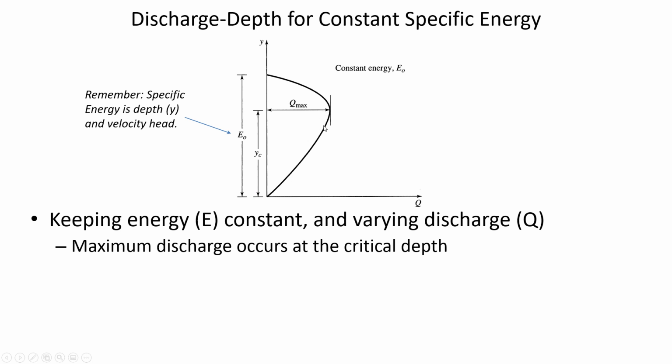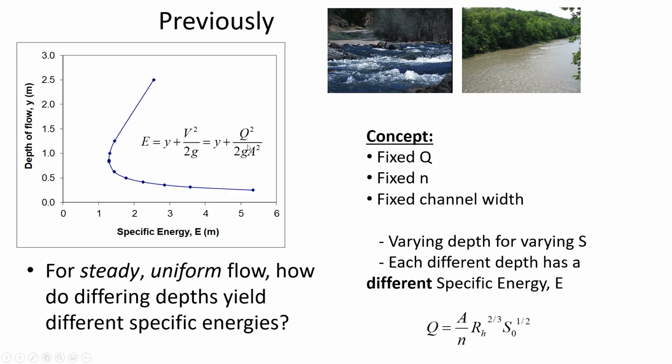And what this figure is showing is for a certain specific energy, then the maximum flow rate occurs at the critical depth. So remember, when we looked at the specific energy diagram, the critical depth is the furthest to the left. And that represents the most efficient flow condition. And what I mean by the most efficient is it's conveying the flow rate, this Q, with the least amount of specific energy. And so any depth or velocity combination besides this critical depth requires more specific energy to get that flow rate through the channel.